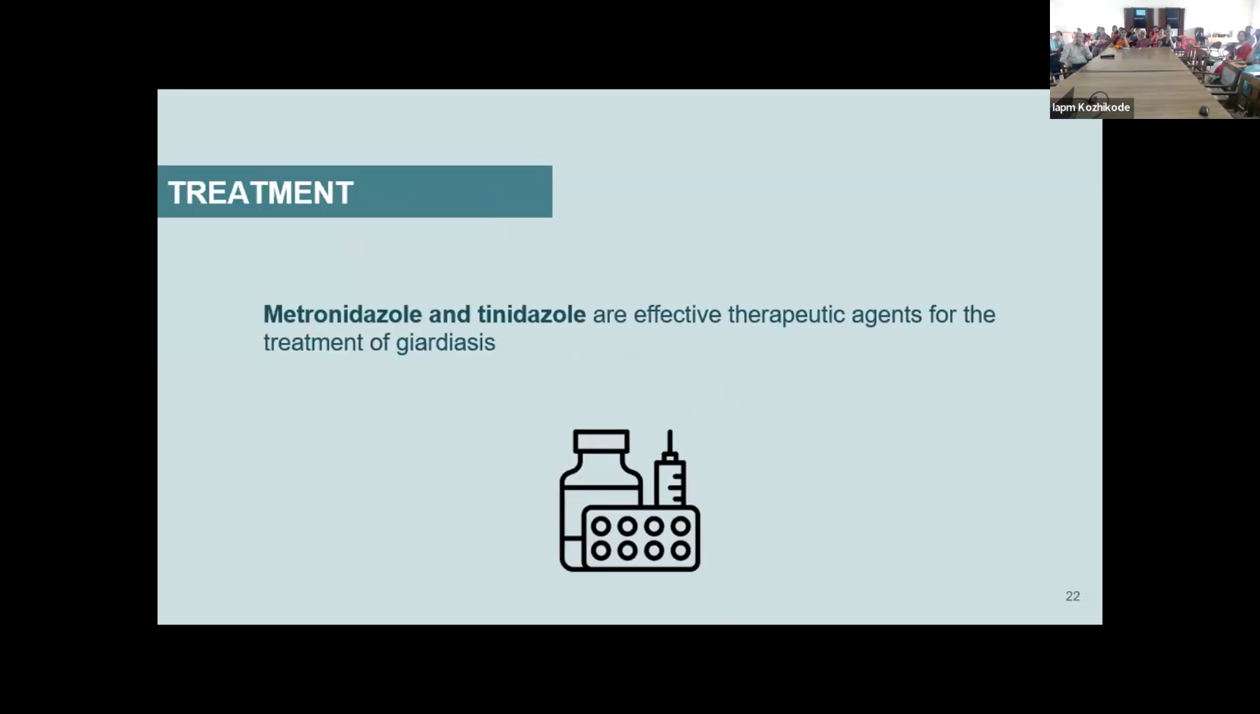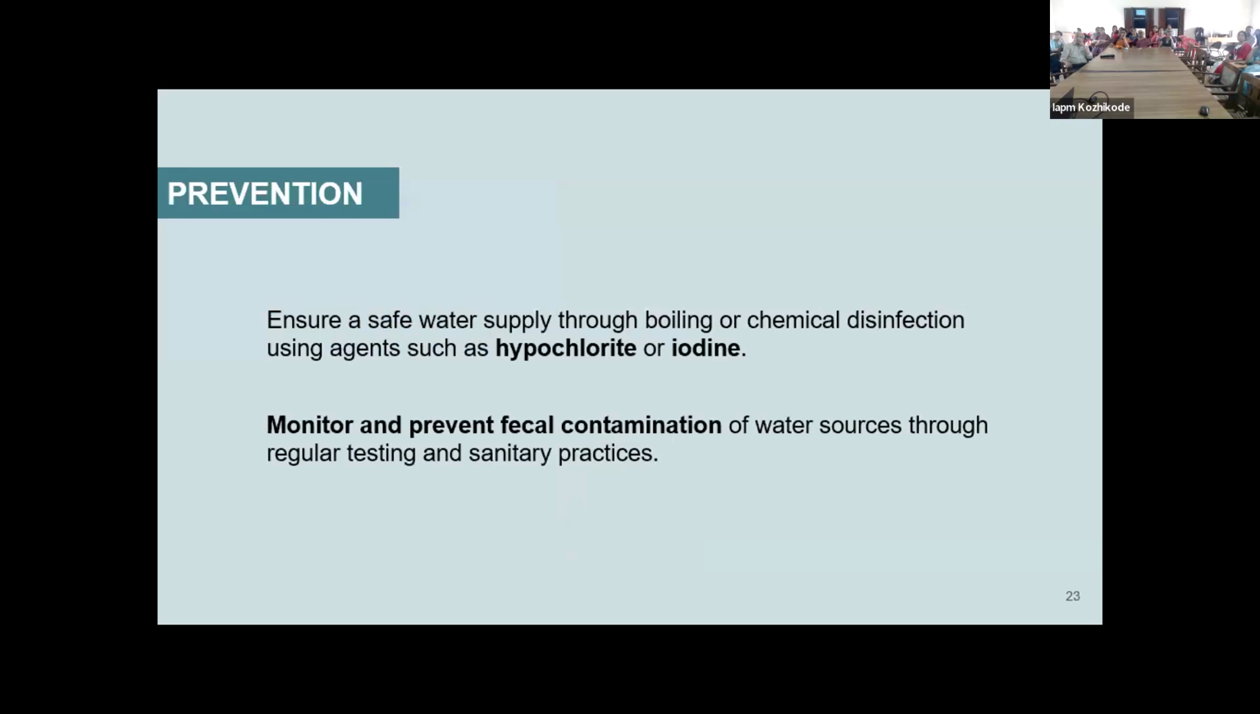So coming to the treatment, we can treat the patient with metronidazole or tinidazole, and these are effective therapeutic agents. And finally, prevention. We should ensure a safe water supply through boiling or by chemically disinfecting, and also monitor and prevent any fecal contamination of water.